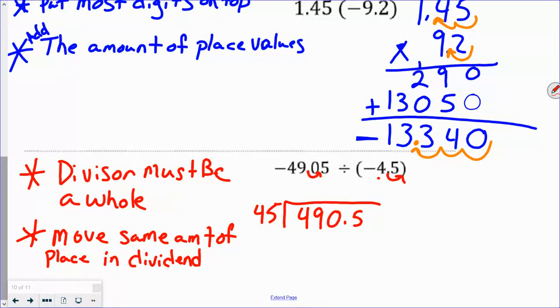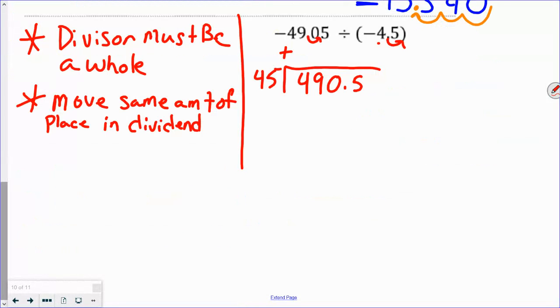So the opposite of my negative is a positive. So my answer is going to be a positive. I can figure that out so I don't forget about it later. Okay, so then we can do our work. 45 can go into 49 one time, then we subtract it. Now remember to put your 1 actually where my 9 is. So I'm taking it out of 49, not just 4.